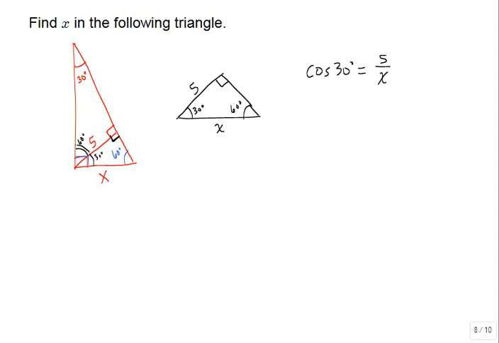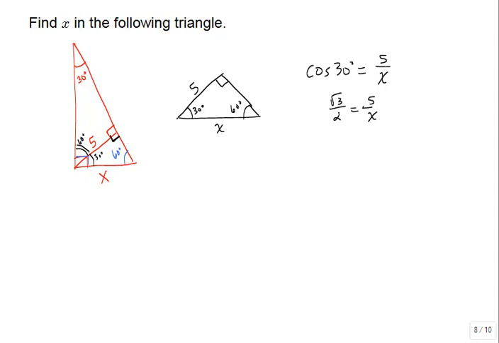Now 30 degrees, that's one of our good angles. That's the same as pi over 6. So what's cosine of 30 degrees the same as? It's the same as cosine of pi over 6, which is root 3 over 2. So you don't need a calculator for this. You can figure it out in your head.